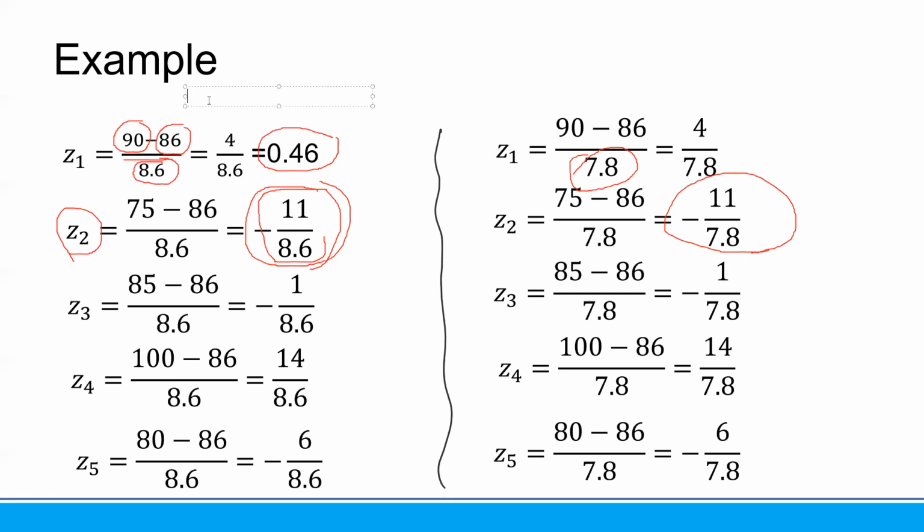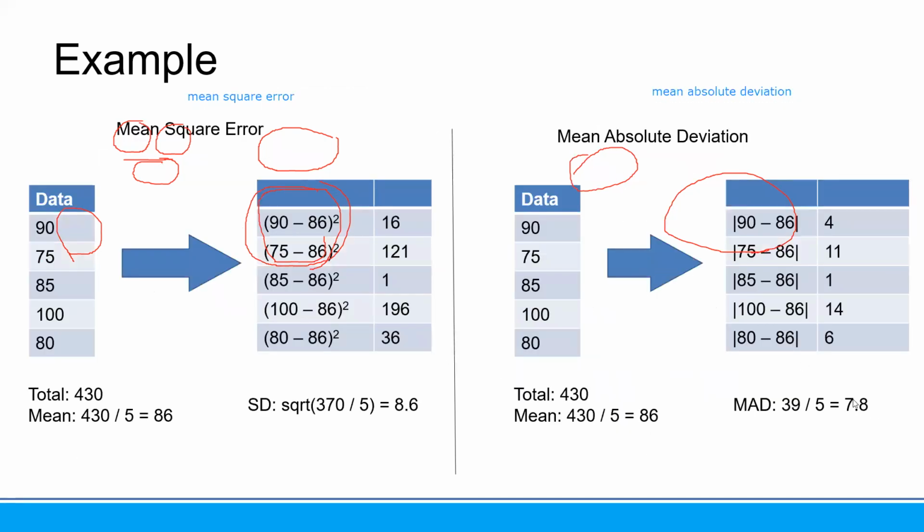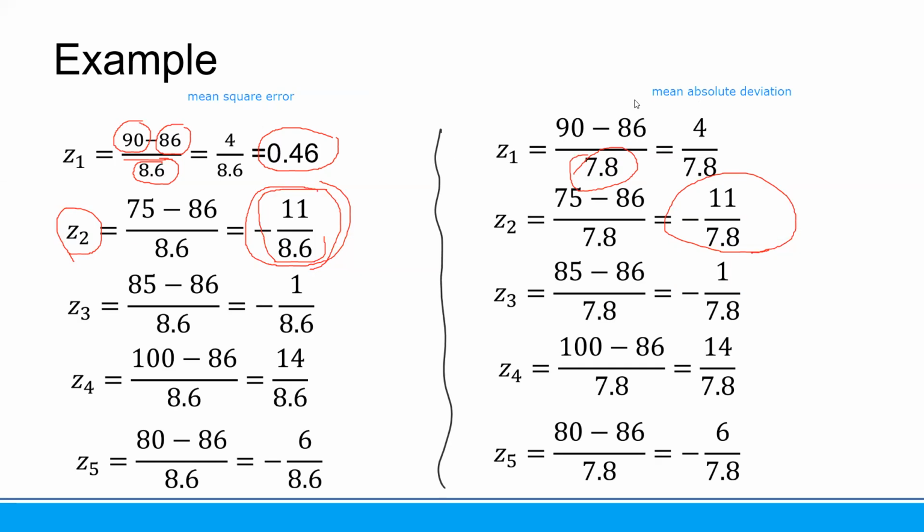So this is the result from the mean square error, and this is the result from the mean absolute deviation. This is the standard deviation, and this is the MAD: 7.8, and then this is 8.86. So we can get the new value after the normalization. This is the normalization based on MSE, and this is the normalization after we use the mean absolute deviation.